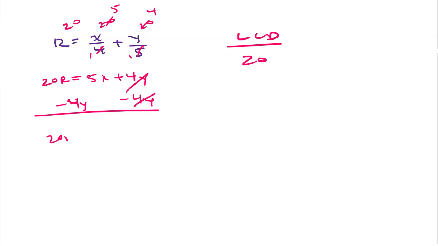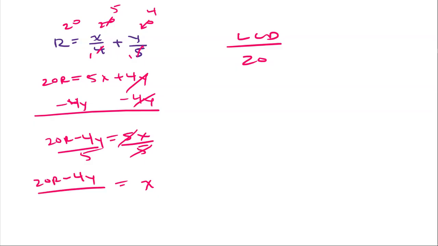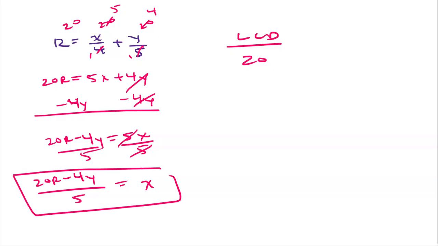So we have 20r minus 4y is equal to 5x, and divide everything by 5. So we have 20r minus 4y over 5. Again, don't be tempted to say, oh, this will go in 4 times, that's 0, or 1 time. Don't do that. That is not correct. You can only cancel things out if they have a common factor. So if this was like a 5 here, then you can cancel them out. I see that a lot. Anyway, that would be our final answer there.